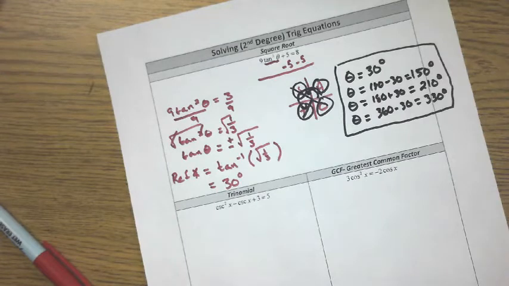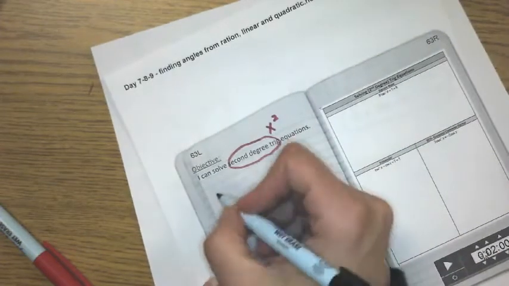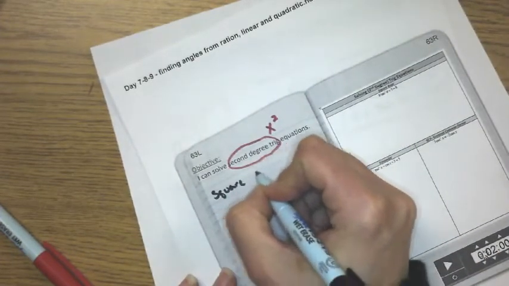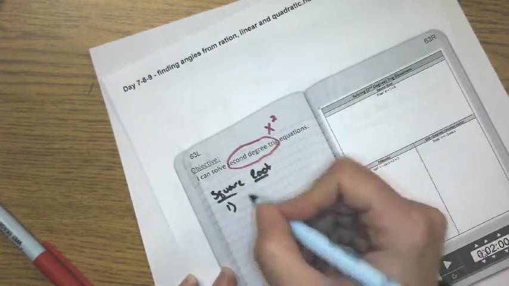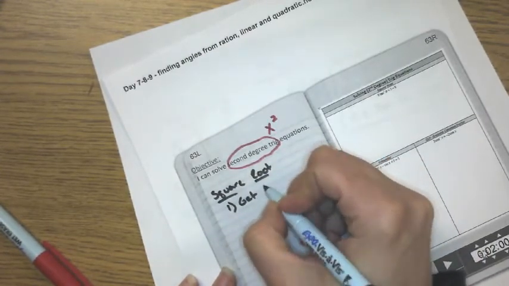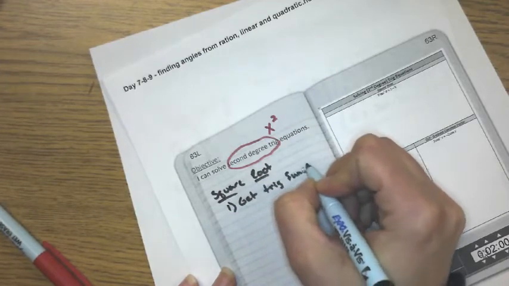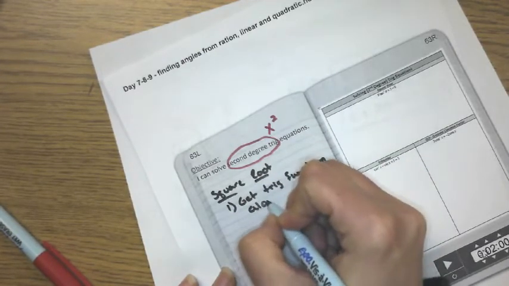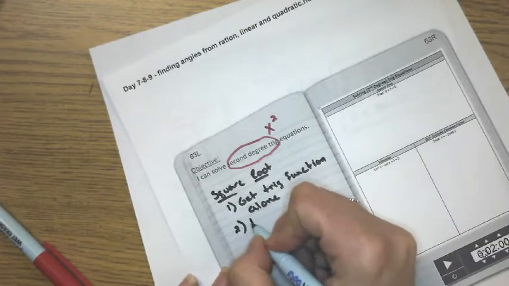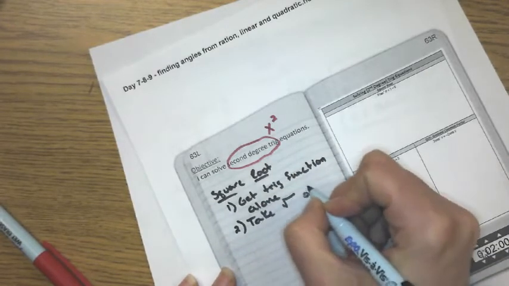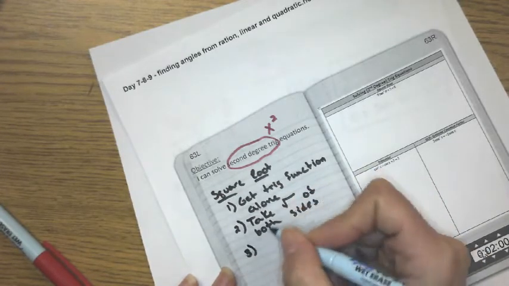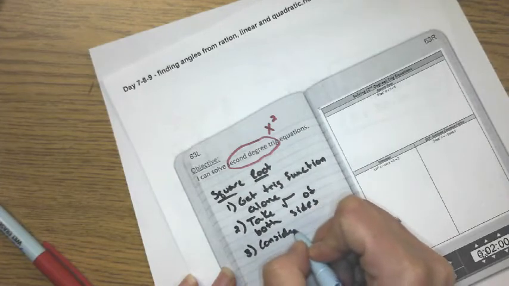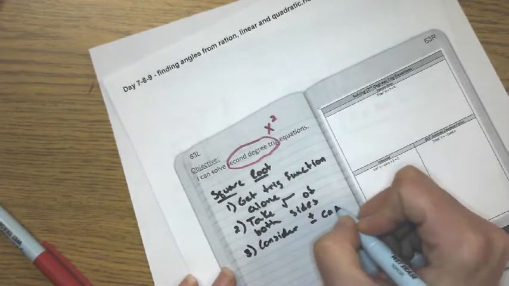When you're doing the square root method, you're basically going to solve for the variable. So I'm going to come over here and give you some steps. When you're doing square root, you want to get your variable alone, get your trig function alone, and then you want to take the square root of both sides, and then you want to make sure you consider positive and negative cases.